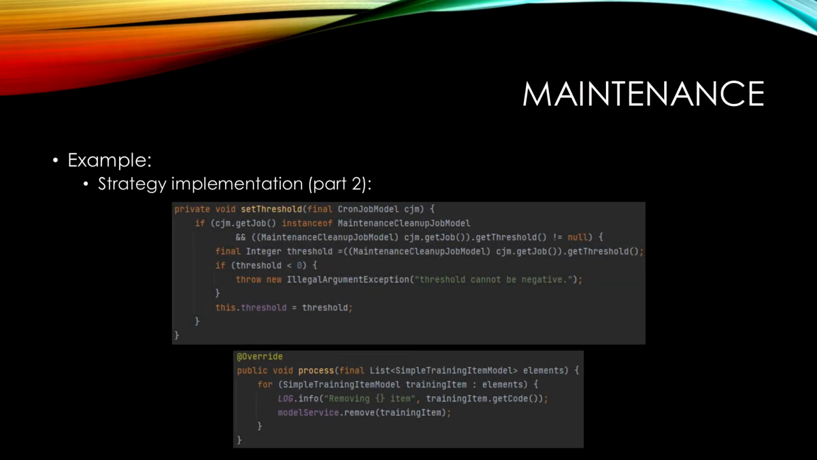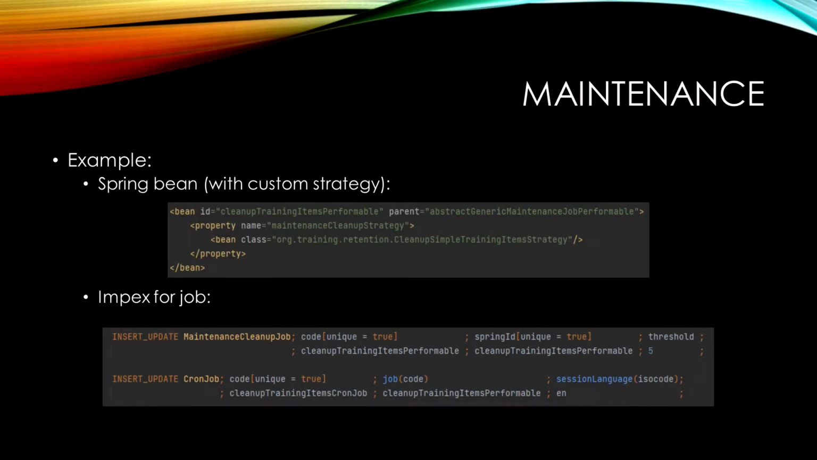And this is the second part of the strategy implementation. Process method iterates to log and clean up the items. The strategy bean is injected into the job performable, while job itself is created from an impex.